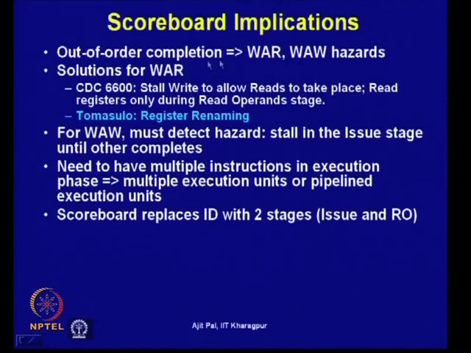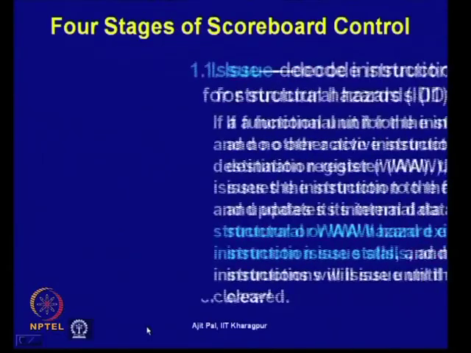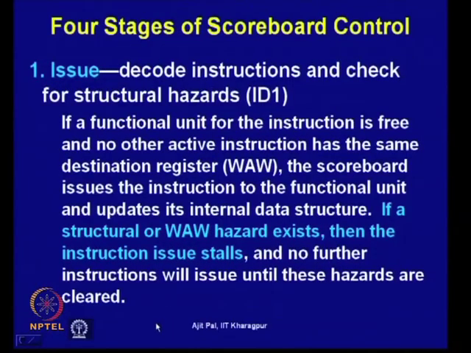So, the ID stage is replaced by two stages, as I have already mentioned, and the scoreboard keeps track of dependencies and the state of operations. That means it monitors every change in hardware, whether execution is complete, and also determines when to read operands, when it can execute and when it can write back. Hazard detection and resolution is centralized, as I have mentioned, and it has four stages of scoreboard control.